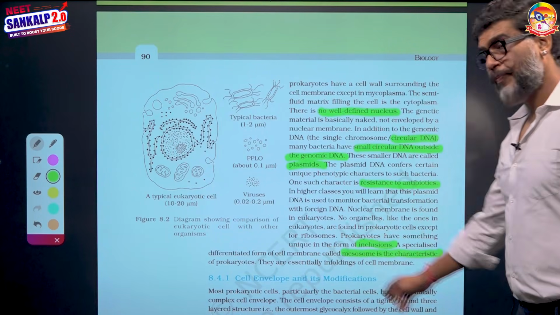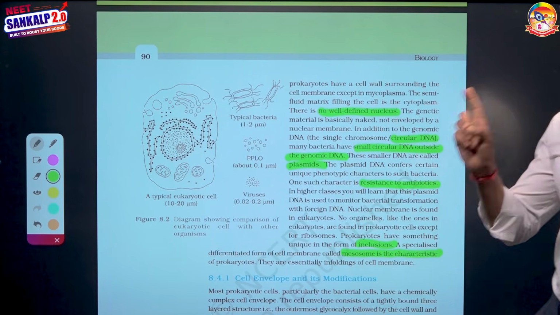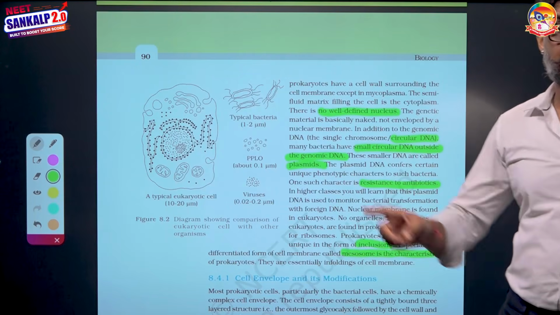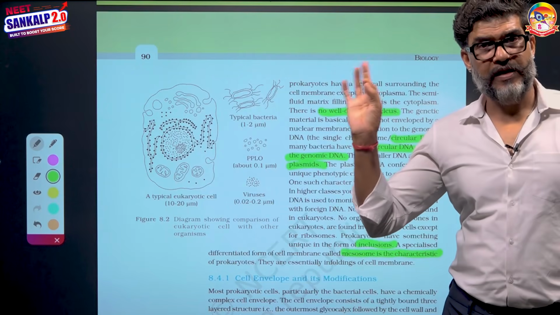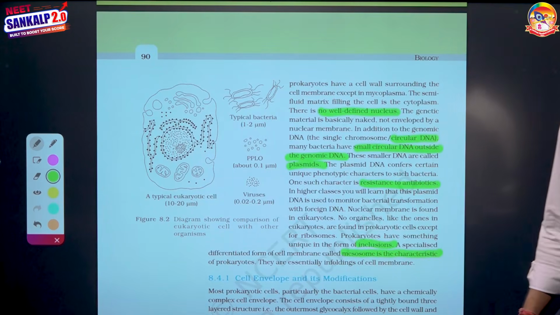Then we come to the cell envelope and its modification in prokaryotes. Most prokaryotic cells, particularly the bacterial cells, have a chemically complex cell envelope. This envelope consists of a tightly bound 3-layered structure. Outermost glycocalyx, followed by cell wall, followed by plasma membrane. So these 3 layers, glycocalyx, cell wall and plasma membrane, collectively constitute the cell envelope.